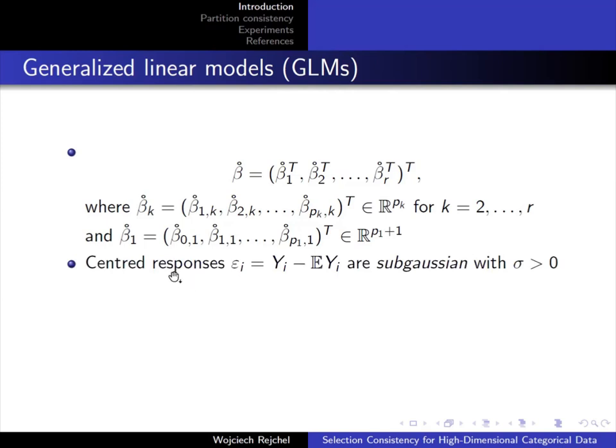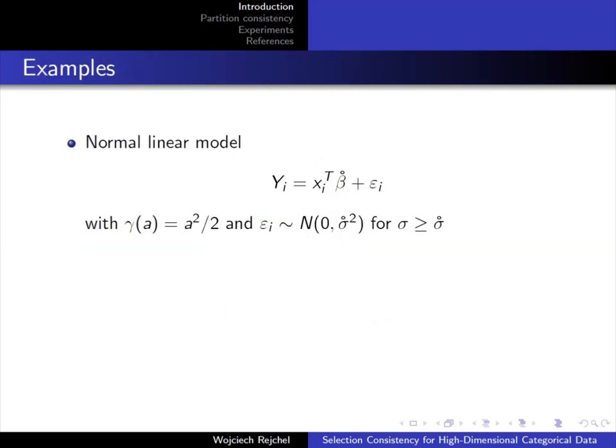Okay, the next notation is about the error epsilon i, which is the centered response, yi minus the expectation, and we assume that it is sub-Gaussian with some number sigma, which is positive, which means that the moment generating function can be upper bounded in the following way. So for instance, if your variable is normally distributed with mean 0 and standard deviation sigma, then you have equality here. So this is a weaker assumption.